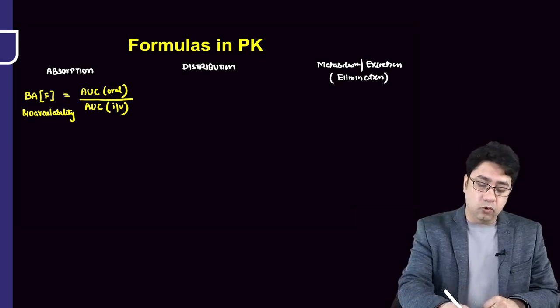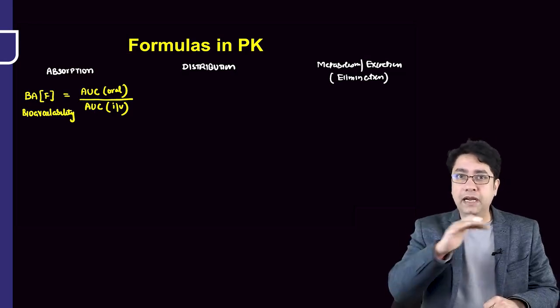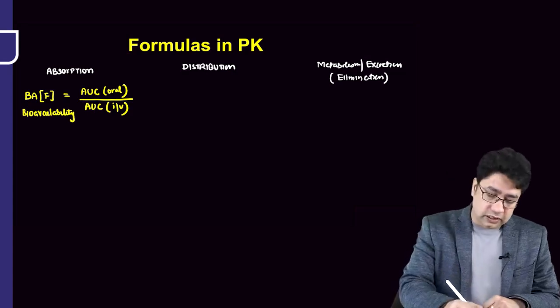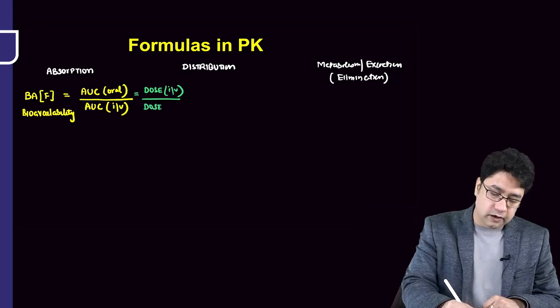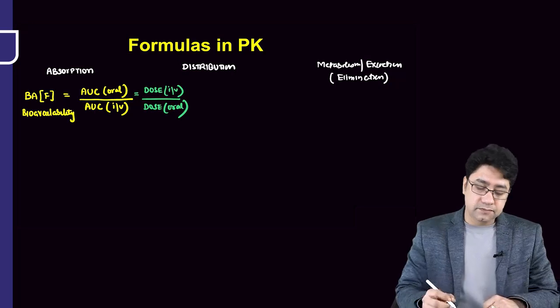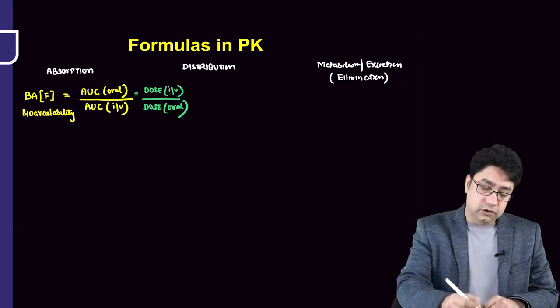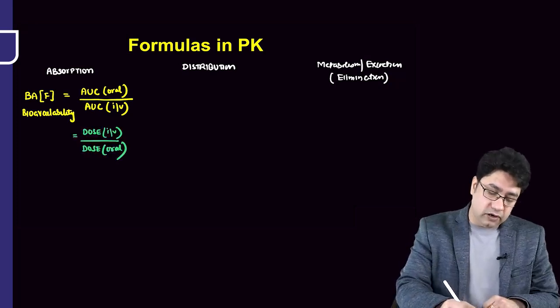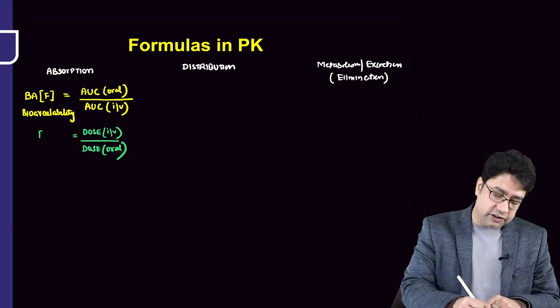So can we say in oral route, we have to give a little bit higher dose of a drug to maintain that same area? So it is also known as dose given IV upon dose of a drug given orally, because the oral dose will always be higher. So this is the formula of bioavailability, and the symbol of bioavailability is F. F means fraction.